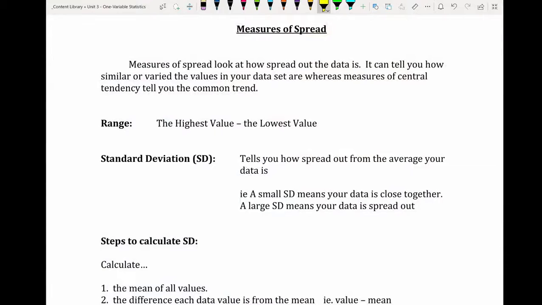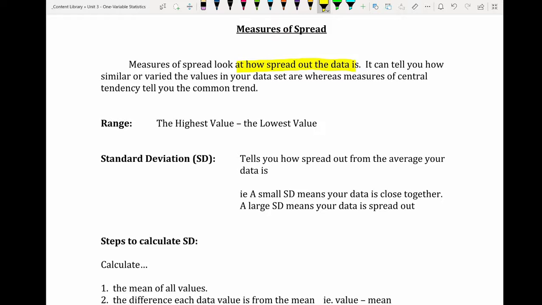In today's note, we are going to continue to look at measures of spread. So again, measures of spread look at how spread out the data is, and it can tell you how similar or varied the values in your data set are, whereas measures of central tendency tell you the common trend. So again, we've talked about this before.